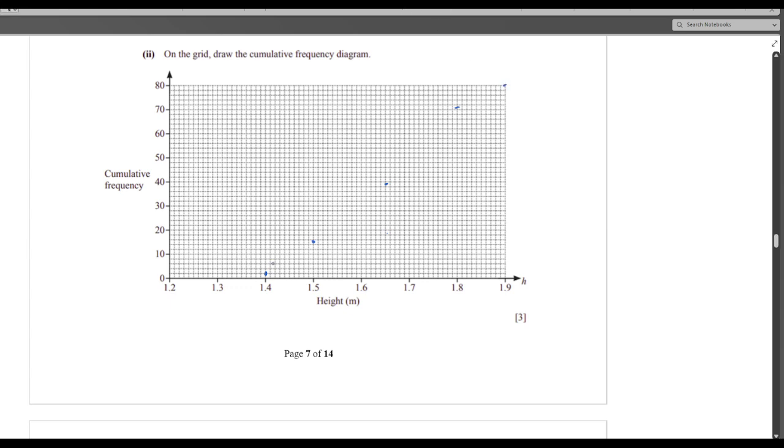Now all these points we have to draw them with a smooth curve. So you can draw a line like this. Okay, don't draw this with a straight line. You should have a freehand curve.